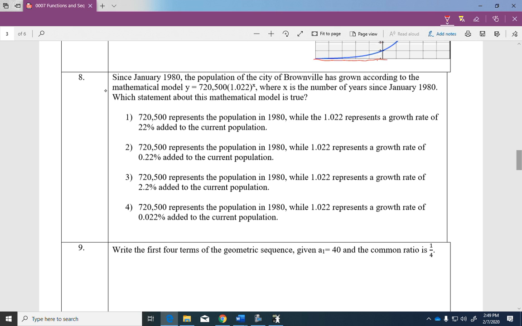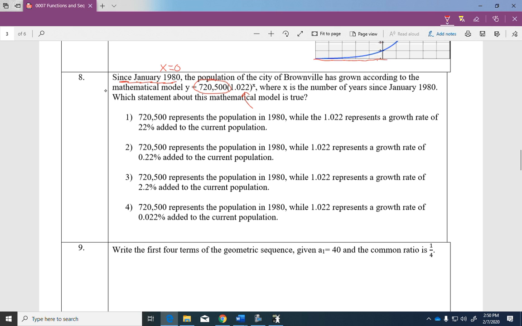Another multiple choice. Since January 1980, whenever we see like since, remember that's like when x equals 0, the population of the city has grown according to this model. X is the number of years since 1980. Which statement about this mathematical model is true? Before you even go look at the choices, I know this number is my initial amount. It's the population in the year 1980. I know that this number is my growth factor.